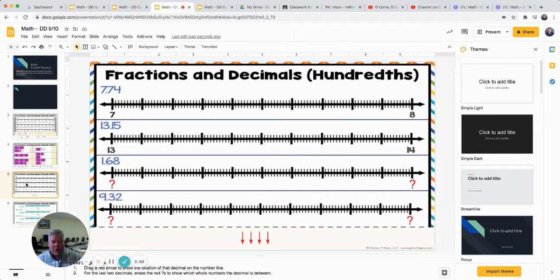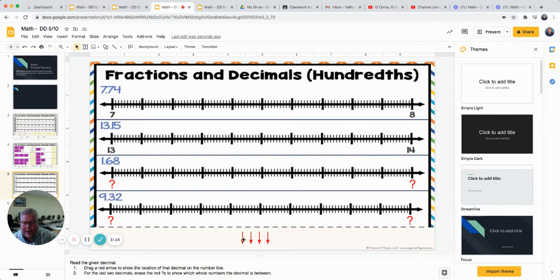And then we've got some more number lines. And I don't have my glasses on. Those little lines hurt my eyes, but I'm trying to see them without my glasses. So there we go. This time, let's see what it says. Drag the red arrow to show where it would be on these number lines. So this time we've got to plot it ourselves.